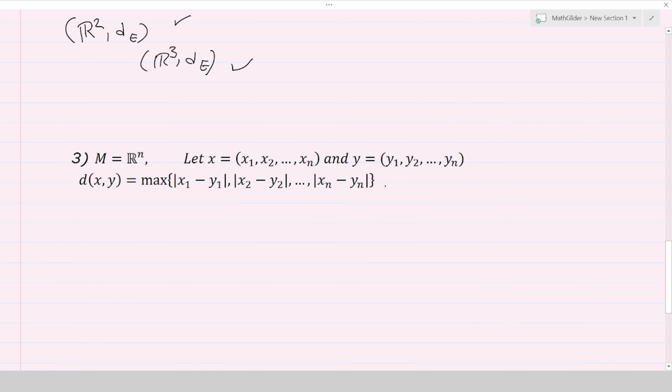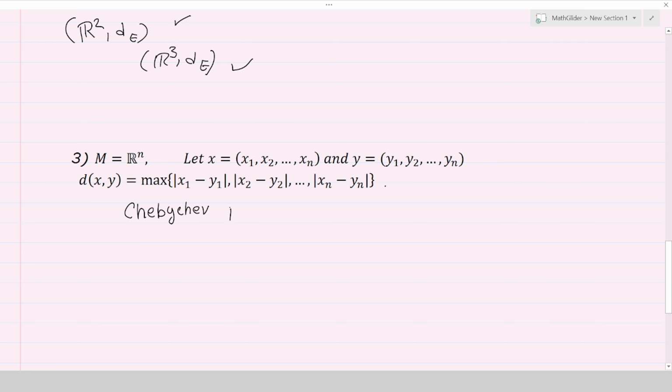Now we will take our set M to be Rn and we will define the distance a little bit differently than Euclidean distance. We will take 2 points x and y. x is the ordered tuple x1, x2, ..., xn, and y is y1, y2, ..., yn, which are two elements of Rn, and we will define the distance to be the maximum out of the absolute values of x1 minus y1, x2 minus y2, ..., xn minus yn.